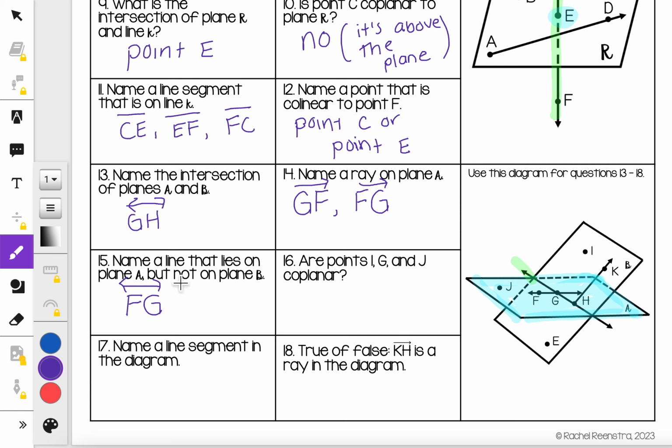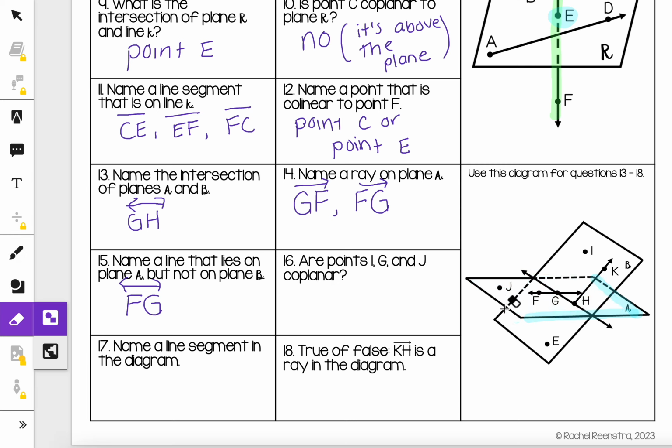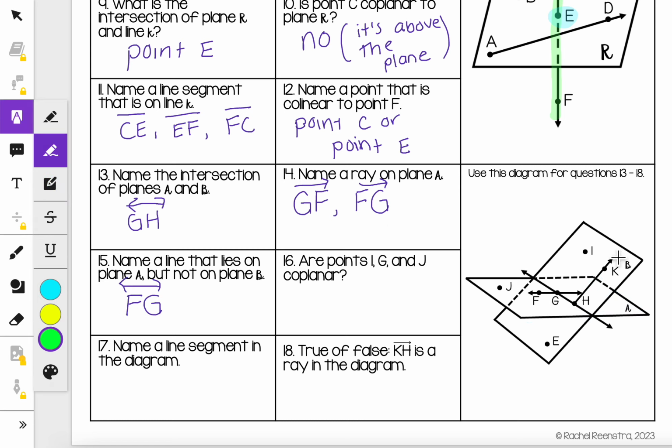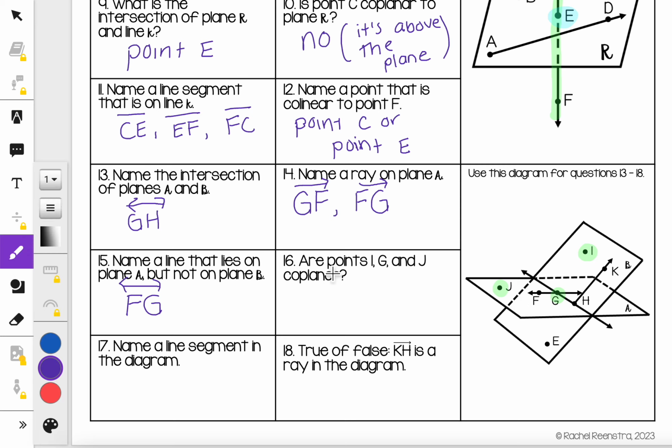Okay. Number 16, are points I, G, and J coplanar? All right, so let's focus on those 3 points. All right, so we have points I, J, and G. So I and G are both on plane B. J and G are both on plane A, but they are not all on the same plane. So this one is no.